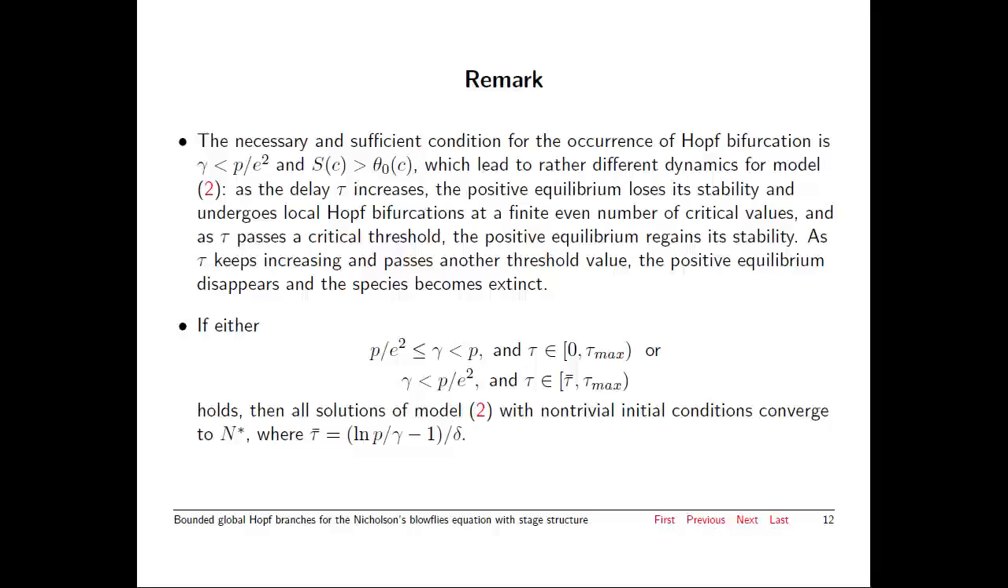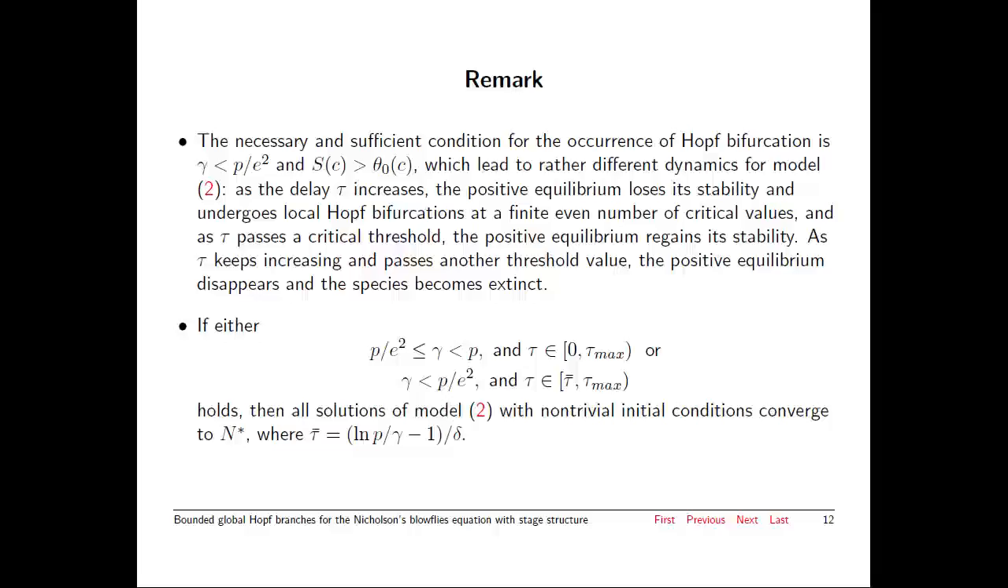It means this critical threshold should be the largest bifurcation value. And if we keep increasing the time delay tau and pass another threshold value, here this value should be tau max, then the positive equilibrium will disappear. And the system only has a trivial equilibrium, and in this case, the trivial equilibrium is globally asymptotically stable. So it means in this case, the species becomes extinct. So for this case, tau should be larger than tau max. We only have one trivial equilibrium.